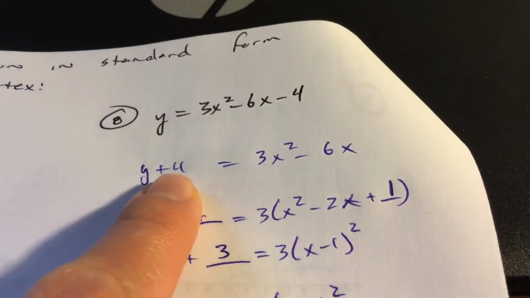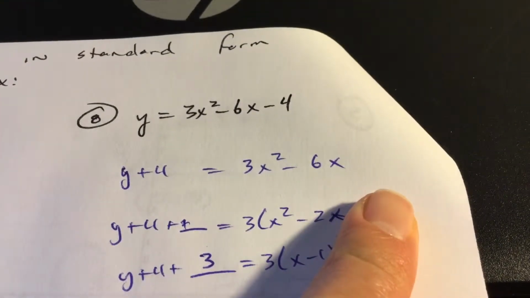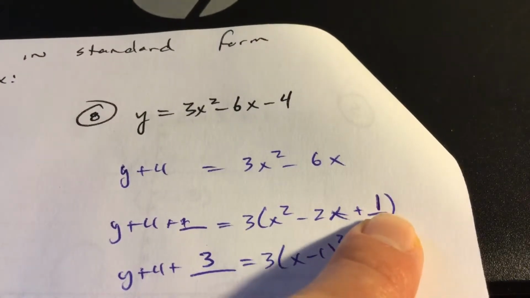I didn't move that constant over. Then I factor out the 3, leaving me with x squared minus 2x. I complete the square. What's 1/2 of -2 squared? +1.